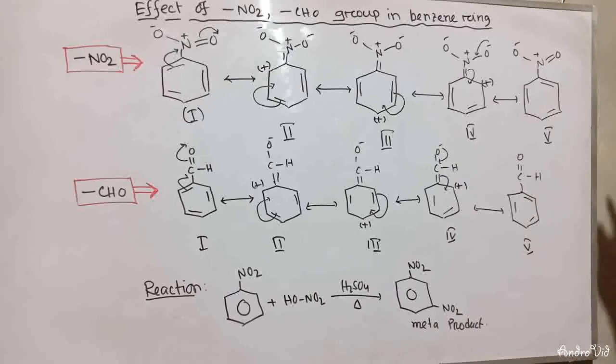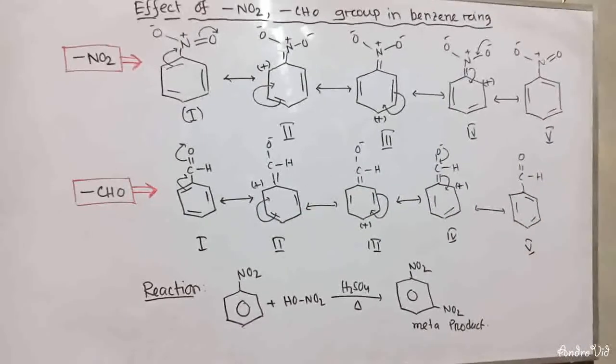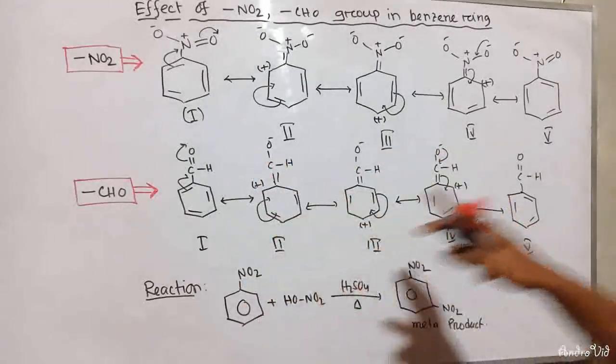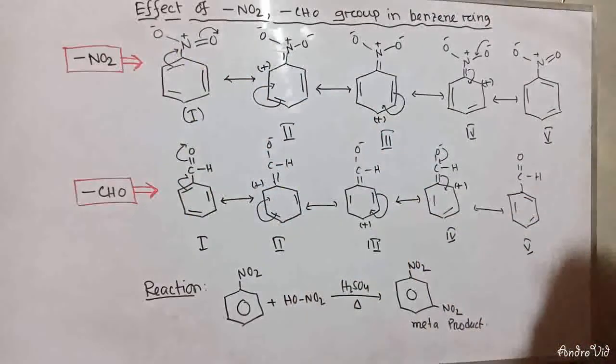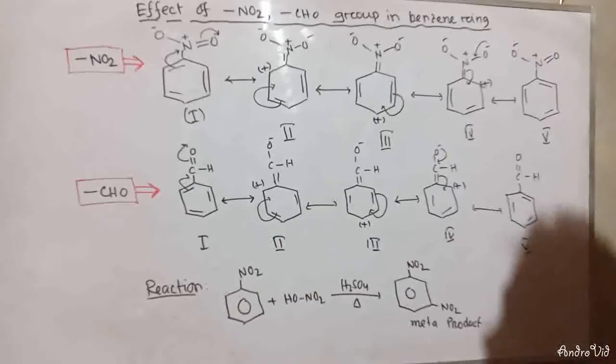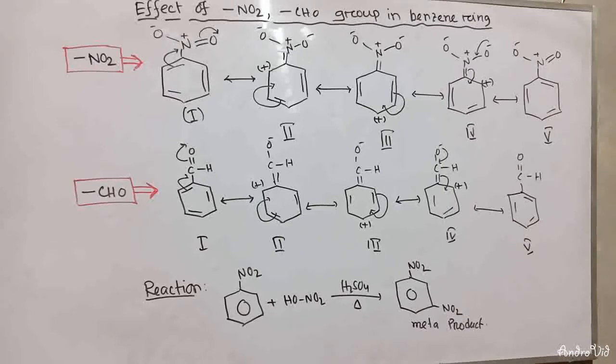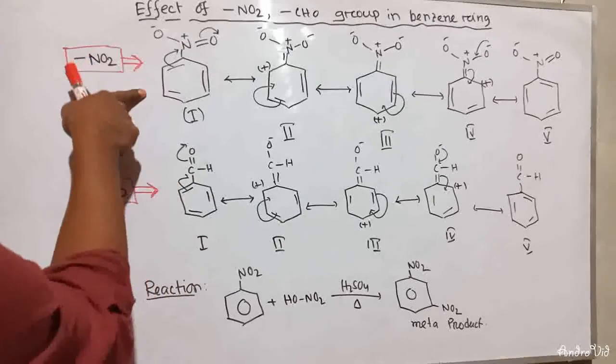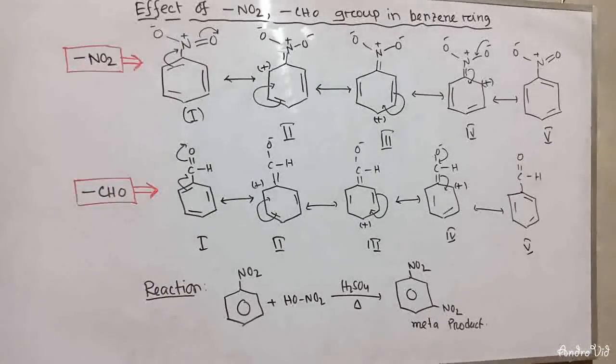So in this way, the resonance structure of CHO is completely similar to this NO2. Here also there is an effect, and that effect is called negative mesomeric effect. The negative mesomeric effect is applicable in both. So the main point is that in structures 2, 3, 4, the ortho para positions are positive in charge, so the electrophile should be directed to the meta position, and that's why this type of product can be produced here.